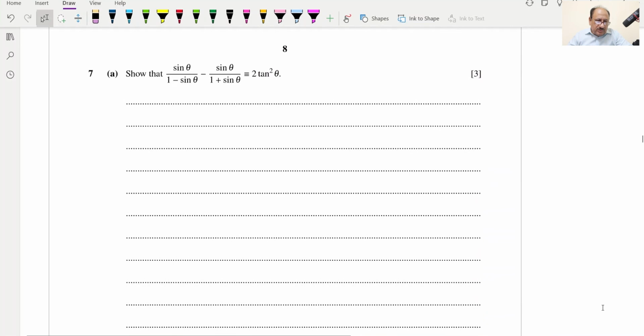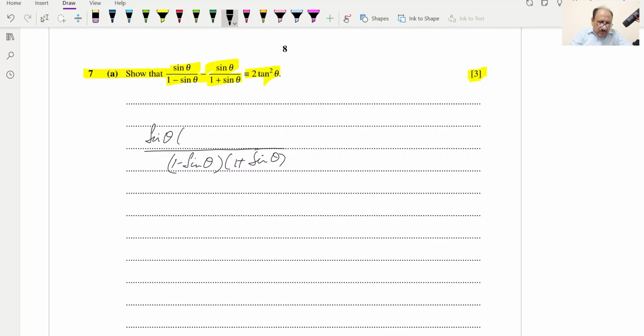Now, question number 7, trigonometric ratios. This is given equal to 2 tan square x, we have to show, and it is a 3 marks part. So we can take the LCM of the left side. LCM will be 1 minus sine theta and 1 plus sine theta. And we can write here by cross multiplying: sine theta into 1 plus sine theta and minus sine theta into 1 minus sine theta.